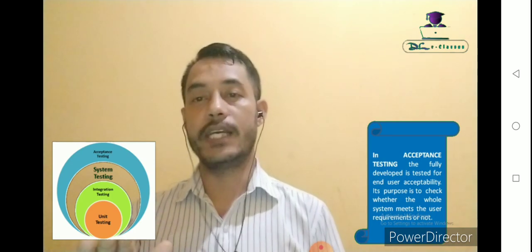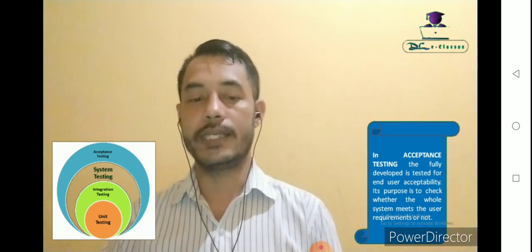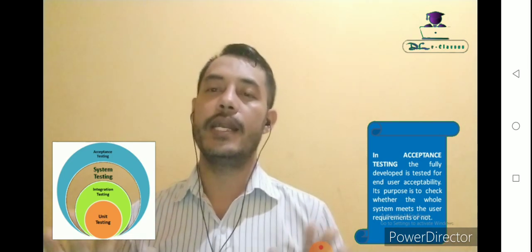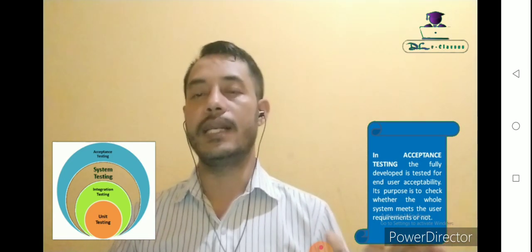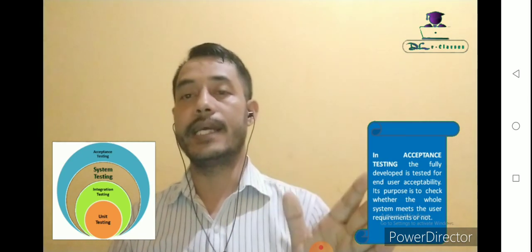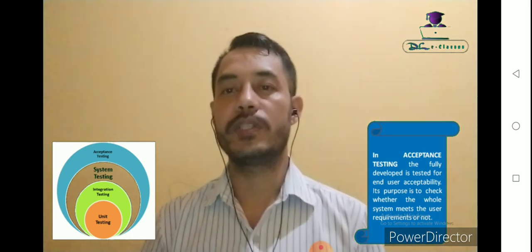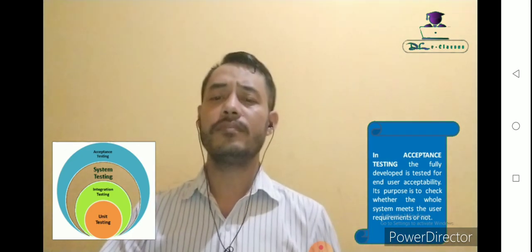So there are basically 4 levels of black box testing: unit testing level, integration testing level, system testing level, and acceptance testing level. In detail we will discuss later on when we discuss debugging and different kinds of testing techniques.